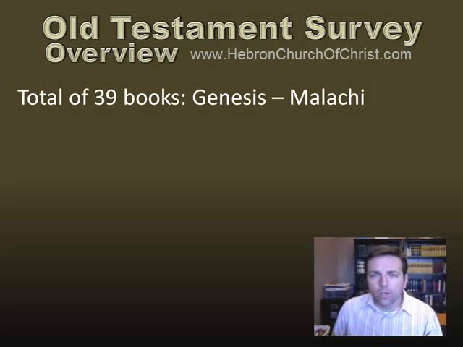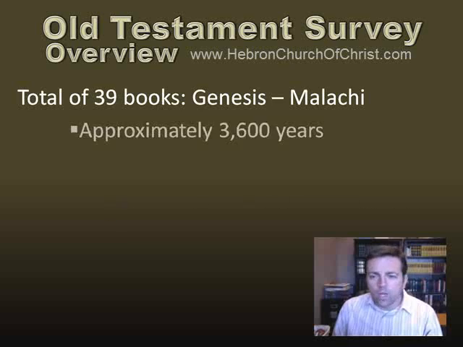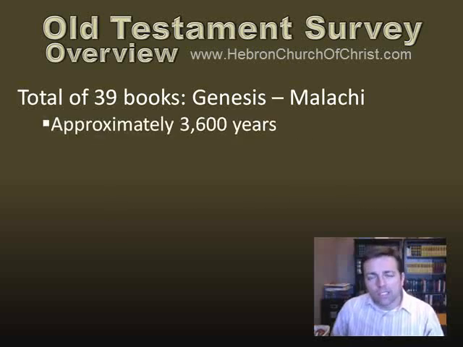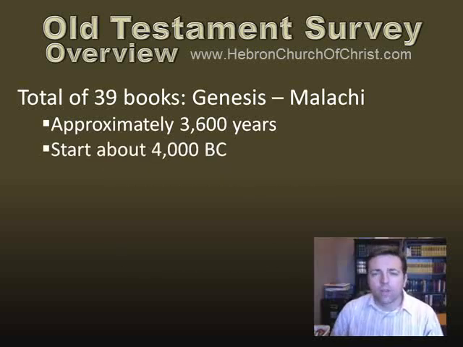We know that there are a total of 39 books in the Old Testament, beginning in Genesis chapter 1, verse 1, down to Malachi chapter 4. We understand that it covers a time period of about 3,600 years, beginning in about 4000 BC.